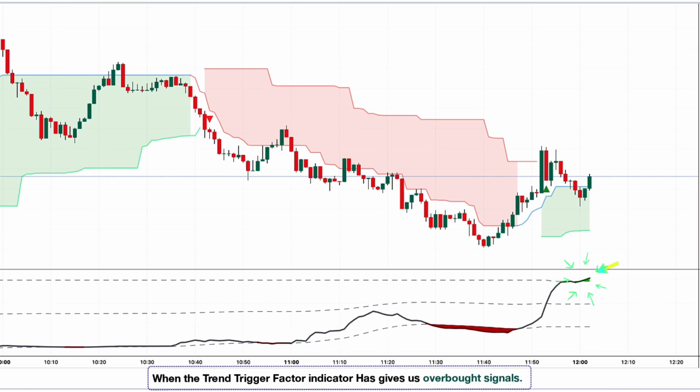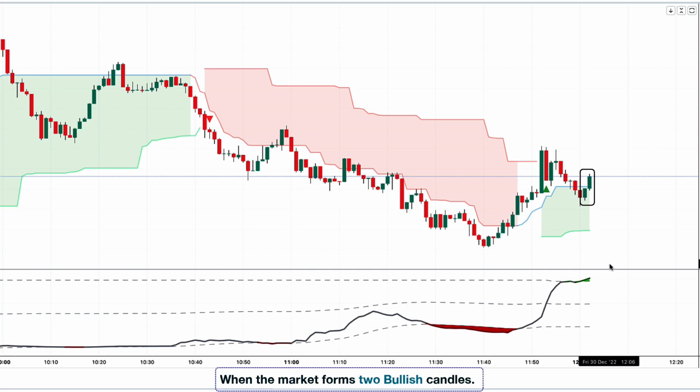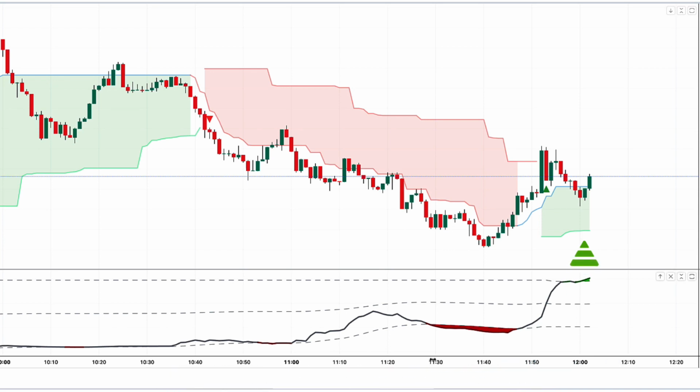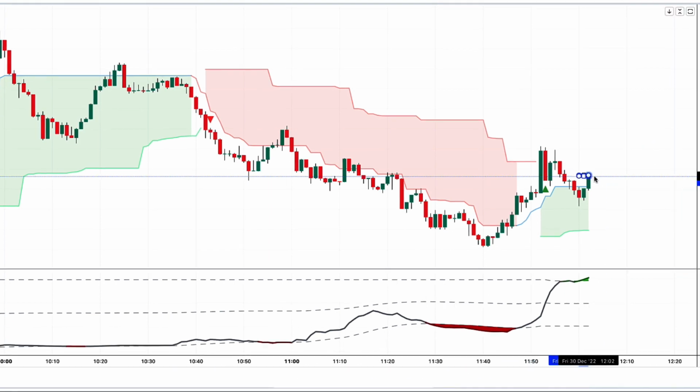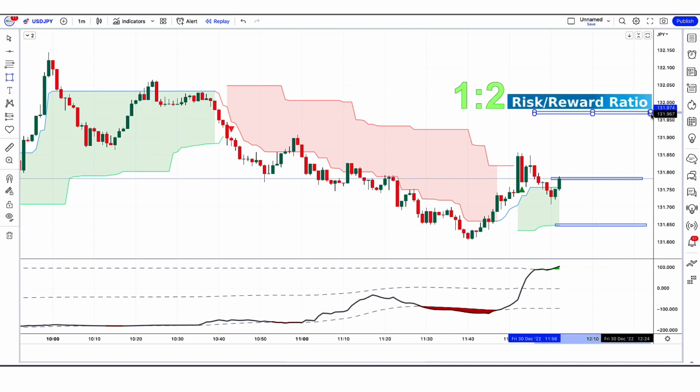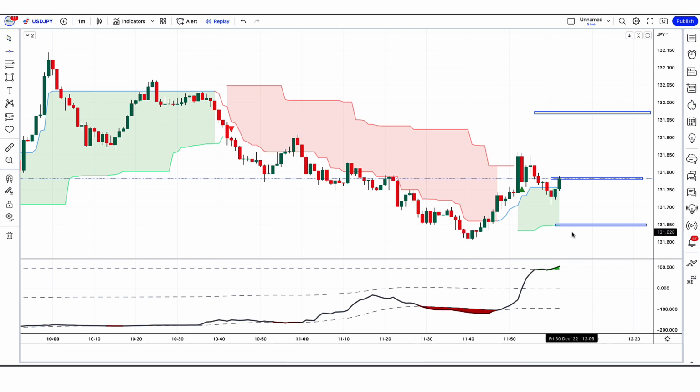When the trend trigger factor indicator gives us overbought signals, when the market forms two bullish candles, and when the follow line trend indicator area is in an uptrend, if this condition is fulfilled, then we will place a buy order. Our stop loss will be placed at the lower line of the follow line trend indicator. And the risk to reward ratio will be 1 to 2.